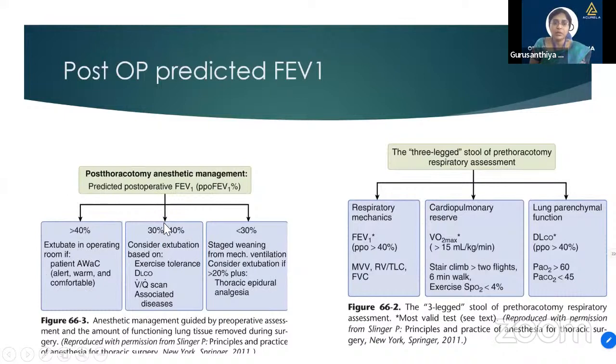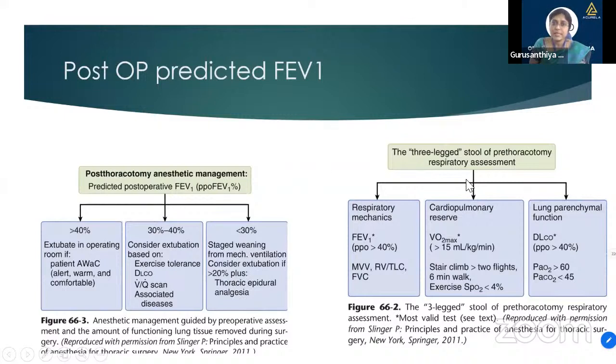If the predicted postoperative FEV1 is 30 to 40%, then you can consider other factors like diffusion capacity and exercise tolerance, and then decide about extubating the patient on table. If the predicted postoperative FEV1 is less than 30%, then you consider mechanical ventilation.